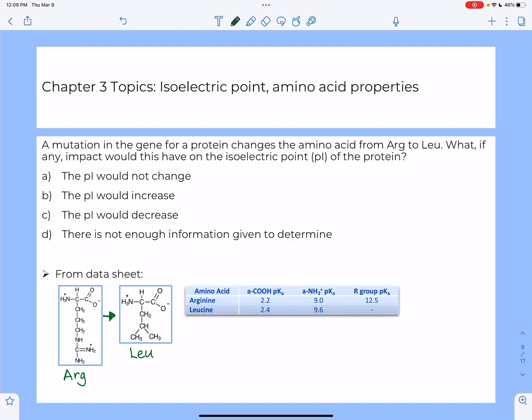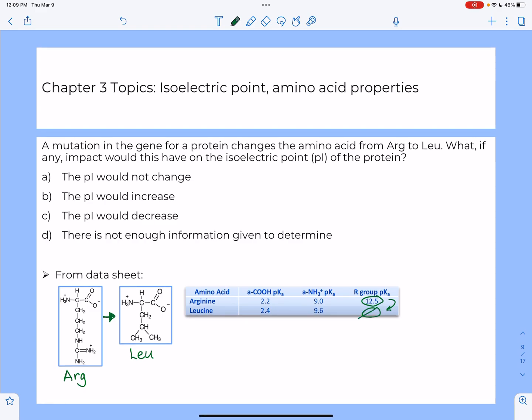Okay, so our arginine is one of our positively charged amino acid side chains, and it does have a pKa value. Okay, and we're changing it to leucine that has a non-ionizable side chain. If we look at it, it's a hydrophobic side chain that just has a bunch of methylenes and a couple of methyl groups on it. Okay, so we are fundamentally changing from a positively charged amino acid to a neutral amino acid. Okay, so will this have an effect on the isoelectric point?